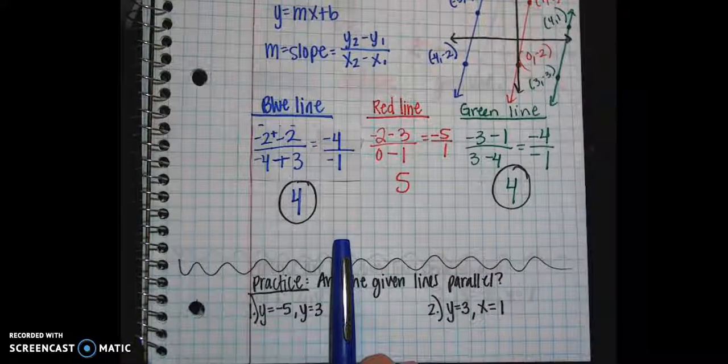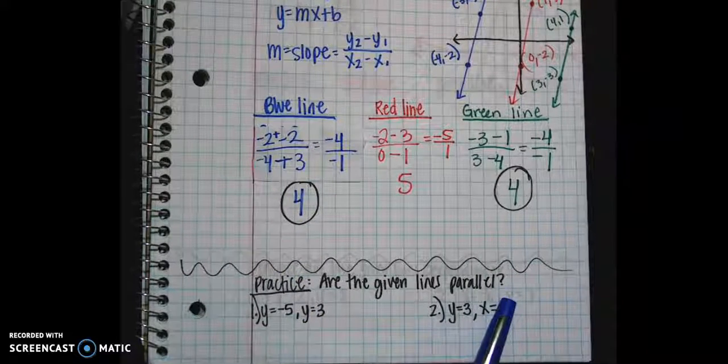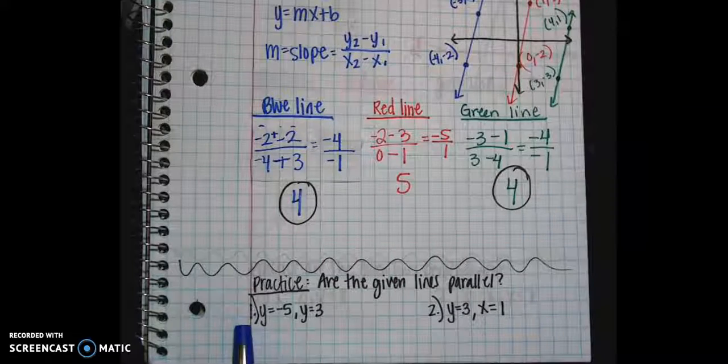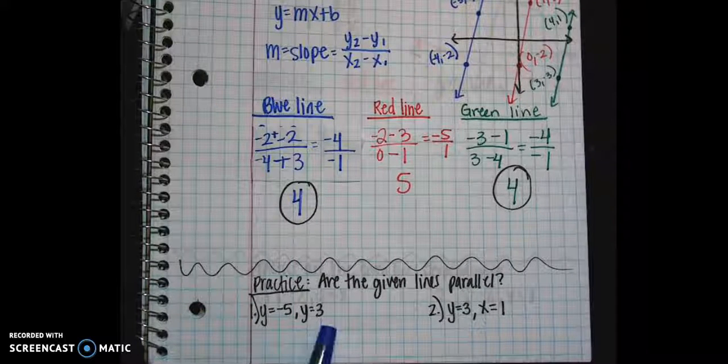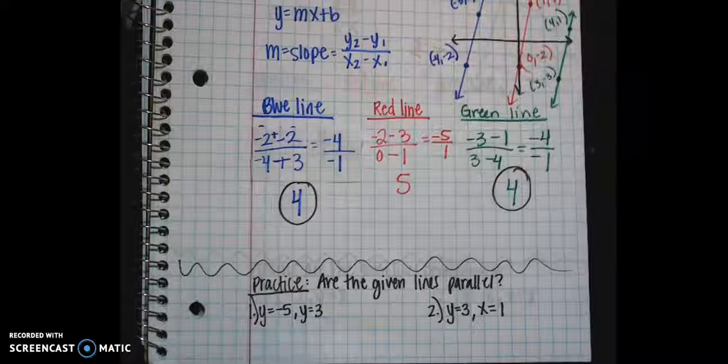Now, I want you guys to practice a little bit. So it's asking, are the given lines parallel? So let's look at the first one. Y equals -5, y equals 3. So I want you guys to try to visualize that right now. What does that look like if y equals -5 and y also equals 3?